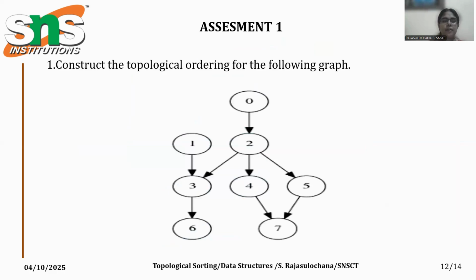This is an assessment. Find the topological order for this particular graph. Let us verify it in the next class.